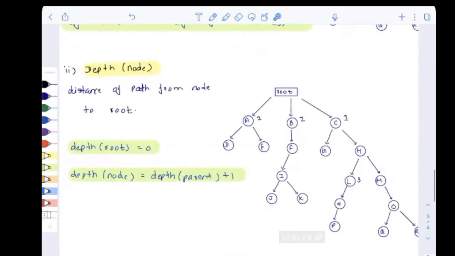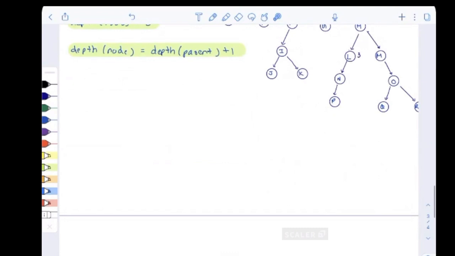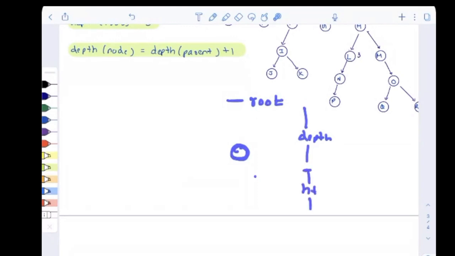Now depth is kind of just opposite. In depth what you are doing, you are calculating how far a node is from root. Like L is 3 distance away from root. You are calculating the distance from the above side. That is just a simple definition. Suppose a node is here, and the root is here. So the depth is nothing but this distance, the above distance, and the height is nothing but the below distance. Make sense? So depth is this, and height is kind of this.